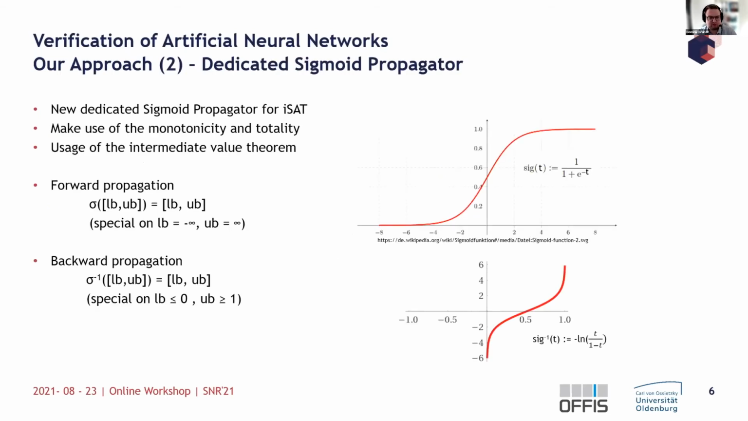And if we talk nonlinearity and about iSAT, we decided to do something with the sigmoid function, due to the fact that the solver iSAT didn't have a dedicated propagator for it. So what we do is we make use of the monotonicity and the totality of the sigmoid function. On the top, on the right, and on the bottom we see the reverse function. Both have the same monotonicity and totality. And with this, easy, we can use the intermediate value theorem to get a dedicated propagator for this.